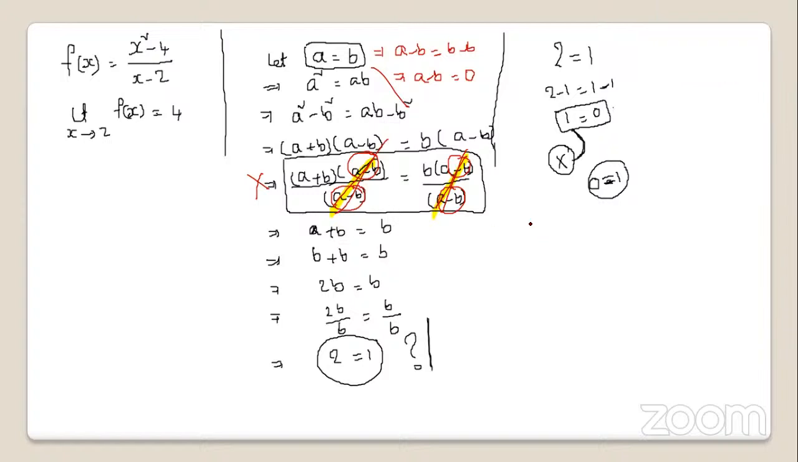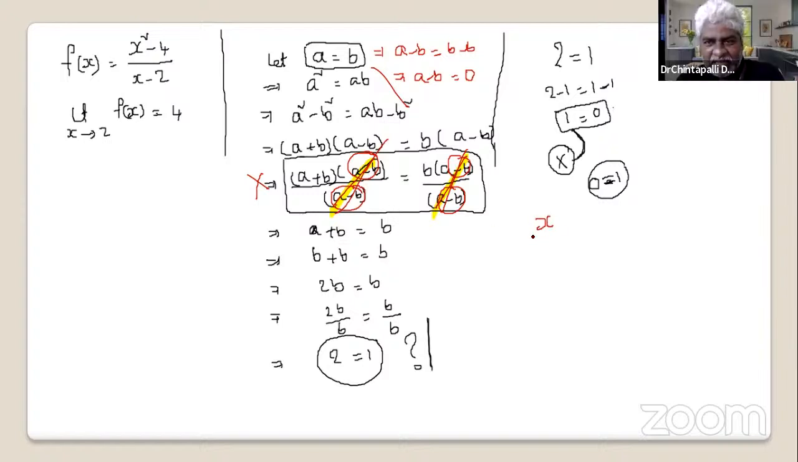See, when we cancel x by x, it is equal to 1. Here we cancel B on both sides, right? There is no mistake in cancelling B by B. When we cancel x by x, we mean that x by x is equal to 1. When we cancel x like this, we mean its value is equal to 1.